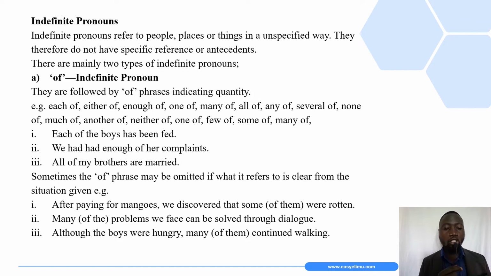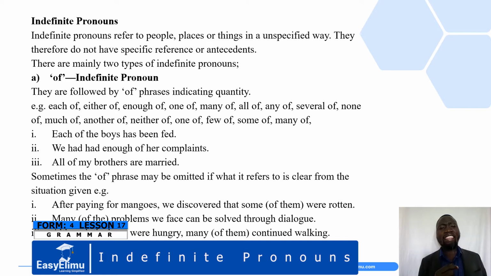So I'm just going to start by giving the definition of indefinite pronouns. Indefinite pronouns refer to people, places, or things in an unspecified way, meaning that when we use indefinite pronouns in sentences to refer to people, places, or things, we do not give them in a specific way. That is, we do not specify them. So they therefore do not have specific reference or antecedents.